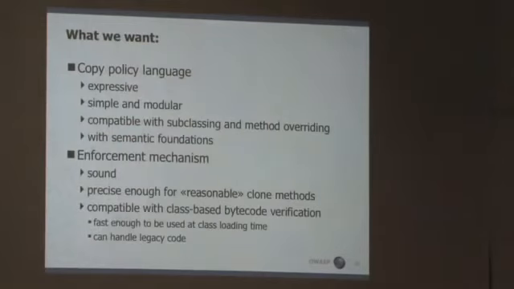What we are looking for is sort of a language for expressing copy policies that allow you to say what you want, how you want your objects to be copied. So this language should be expressive enough to capture a reasonable amount of policies. We'd like it to be simple, though, and also to work in a modular fashion that respects the structure of the language. In particular, it should be compatible with subclassing and the method overriding.